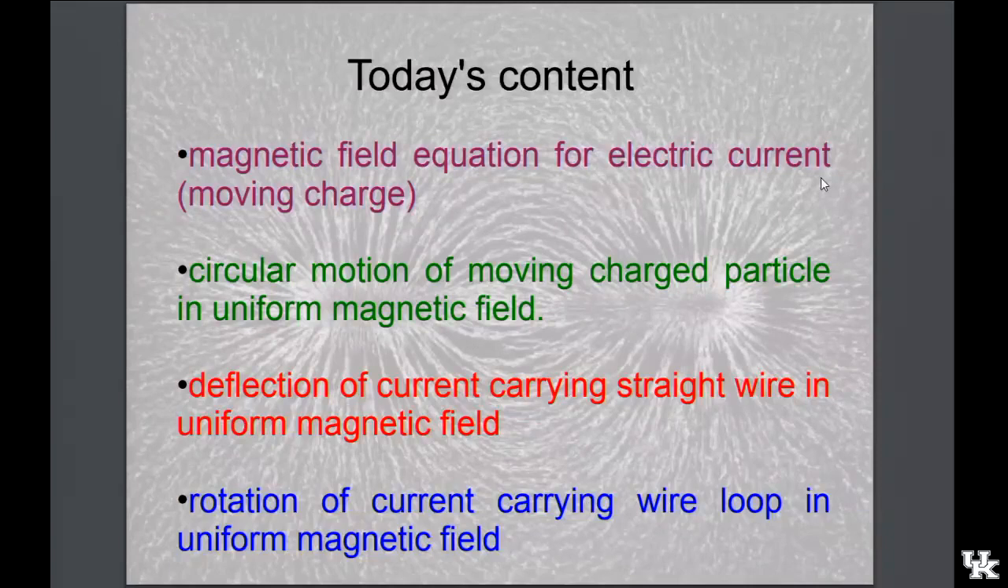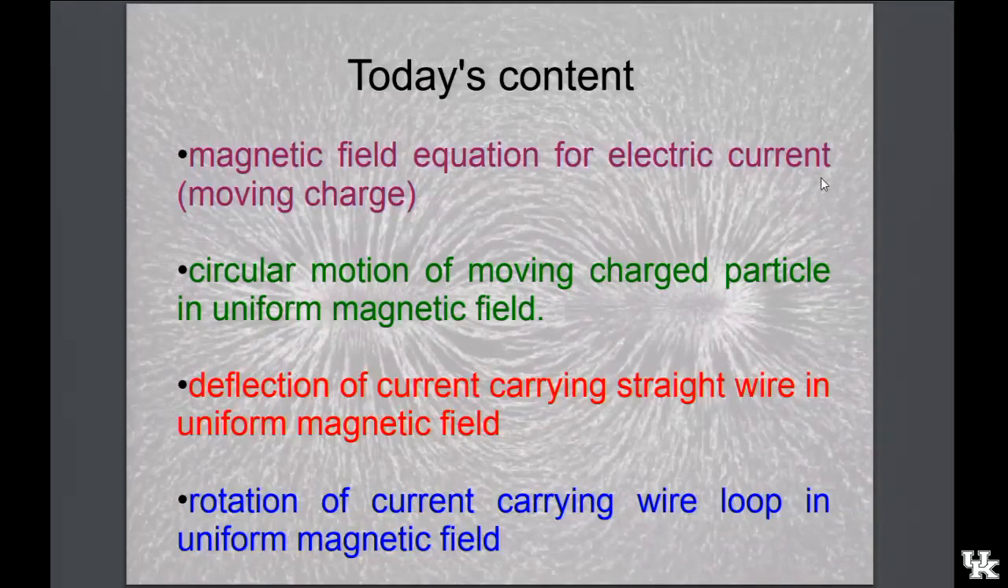And then we're going to work through three examples involving magnetism, involving magnetic forces, magnetic torques. These are classic, famous examples of magnetism. We're going to look at the circular motion of a charged particle in a magnetic field. That'll be one topic. We're going to look at the deflection or the force on a straight, current carrying wire in a magnetic field.